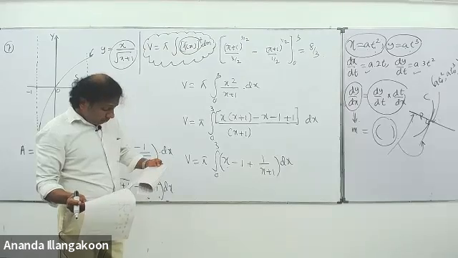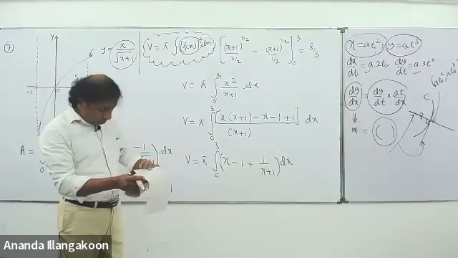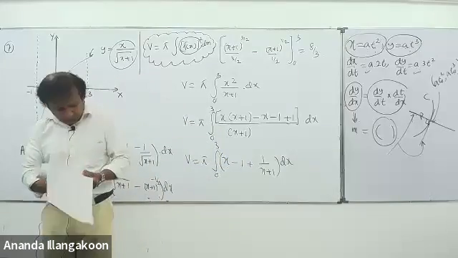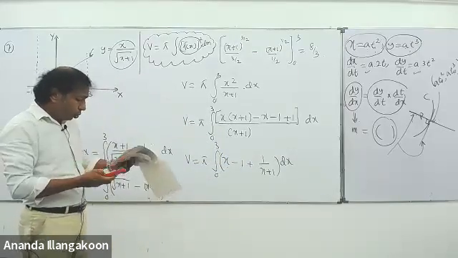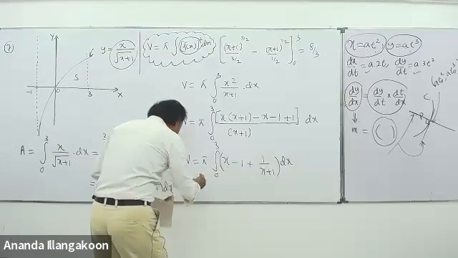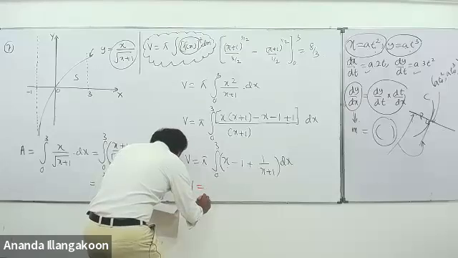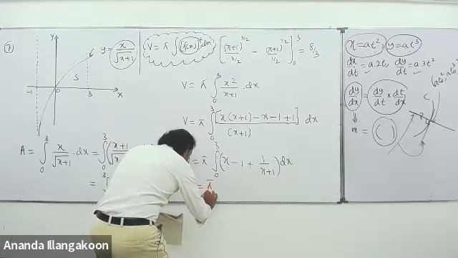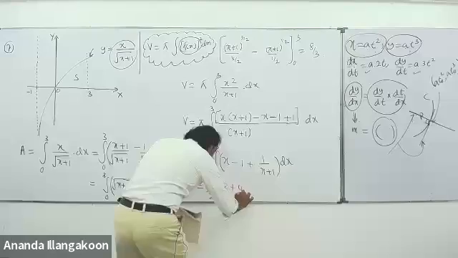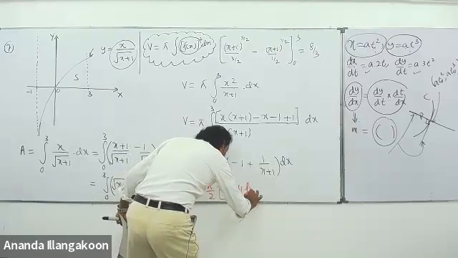Volume. Yes, the answer coming for the volume is pi by 2. Correct that answer. I think the minus sign is changed there. The answer of volume is coming this way. Volume is pi by 2, 3 plus 4 ln 2. Right.